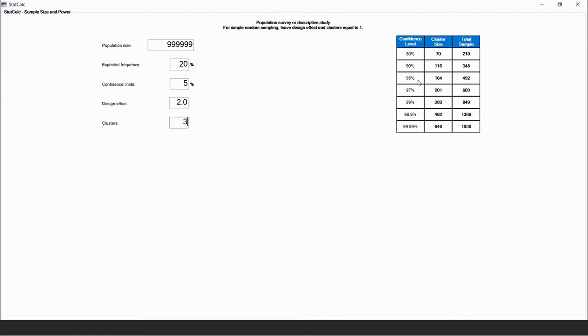So your sample size at 95% just now, one cluster is 164. That means from one school you need to take 164. Total sample size is 492 for 3 clusters. So that is what is meant by this design effect and also cluster. Okay?